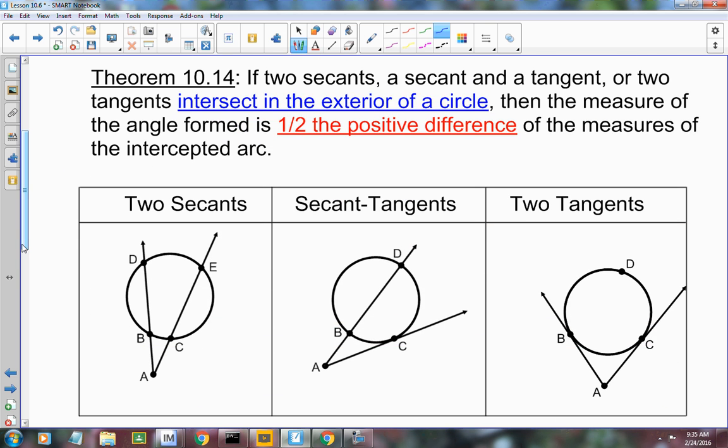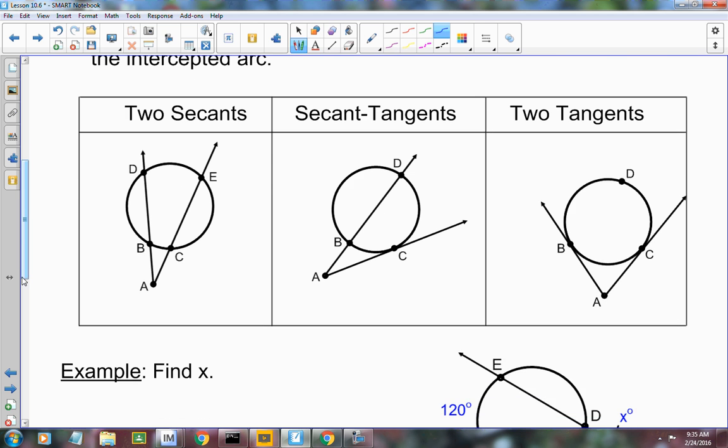My third scenario is if I have a secant and a tangent, two secants, or two tangents that intersect outside the circle, in the exterior. Okay, and so what you do there is the angle is half the difference of the arcs, the outside arc minus the inside arc. So the measure of angle A here is going to be half the difference of the outside arc minus the inside arc. So the measure of angle A is going to be half the measure of arc DE minus the measure of arc BC.